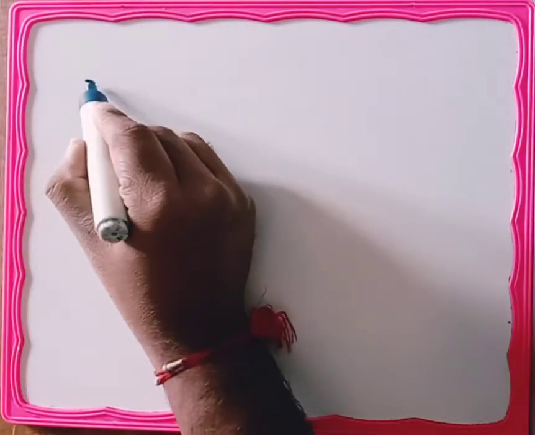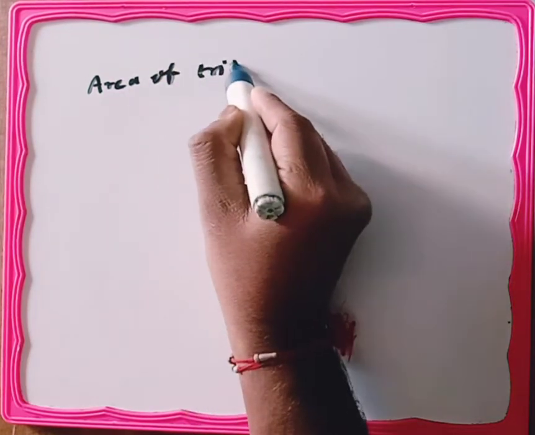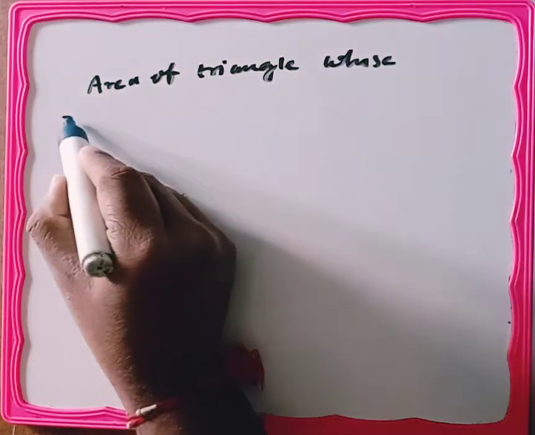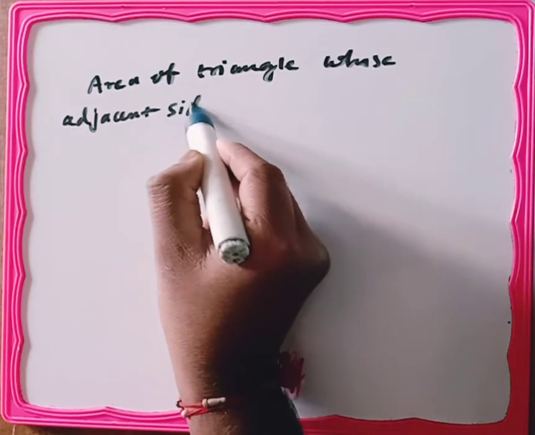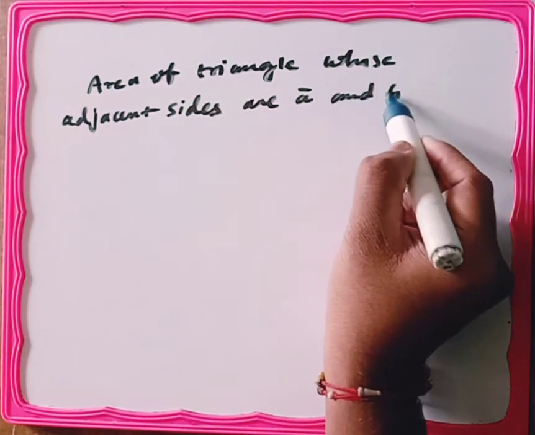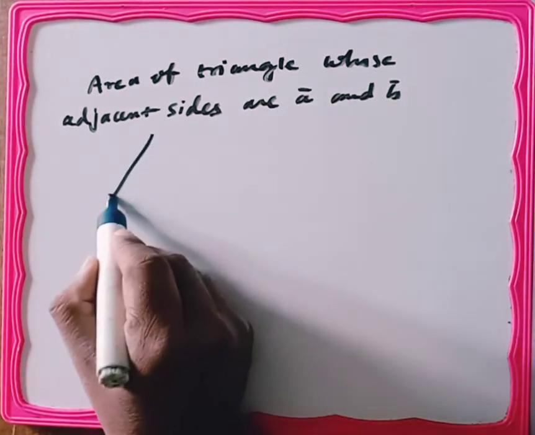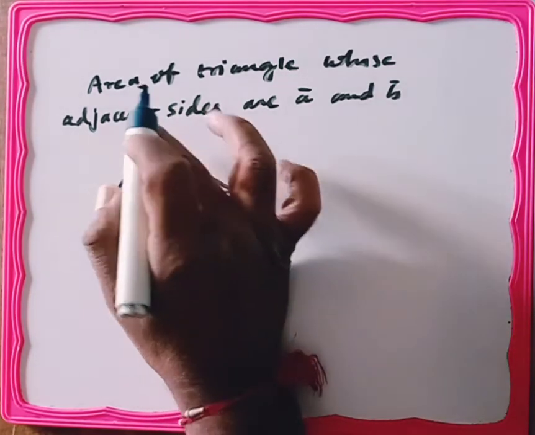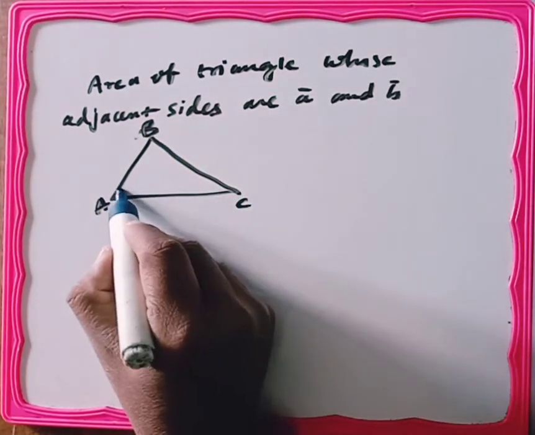Now the area of a triangle whose adjacent sides are a bar and b bar. So we take a triangle ABC where angle A is theta.